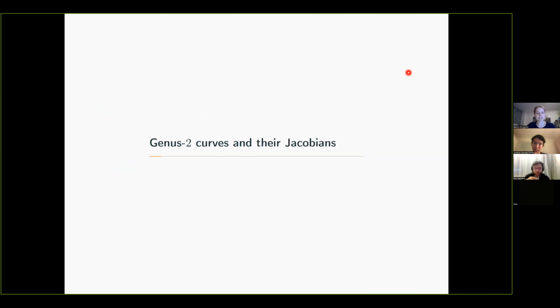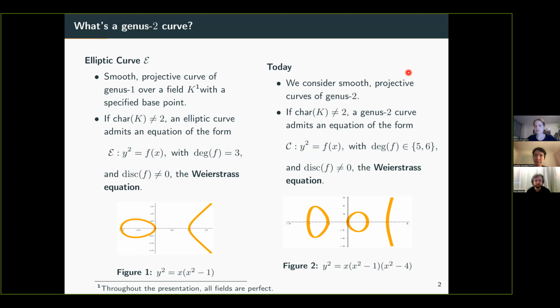Okay, so first, what are genus 2 curves? I think everybody in the audience is very familiar with elliptic curves, but nevertheless, there is a small introduction on the left-hand side of this slide. So very formally, an elliptic curve is a smooth projective curve of genus 1 that has a specified base point. And today, what we're going to look at is curves of genus 2 that are also smooth and projective, but here one doesn't necessarily have such a base point.